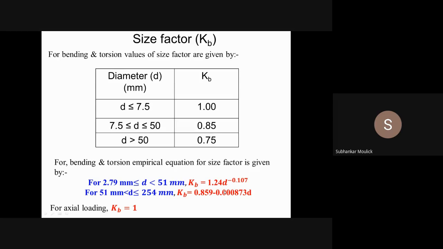But if the shaft is subjected to axial loading, see, all these data and this empirical relation are valid when the component is subjected to bending and torsion. But if the component is subjected to axial loading, that means either you are pulling it, pushing it, or compressing it, then the value of KB is taken to be 1. Again, no need to memorize it. All these data are given in the design data book. Is it clear to all of you how to calculate the value of size factor KB? Any doubt?